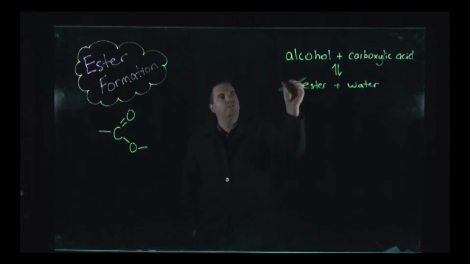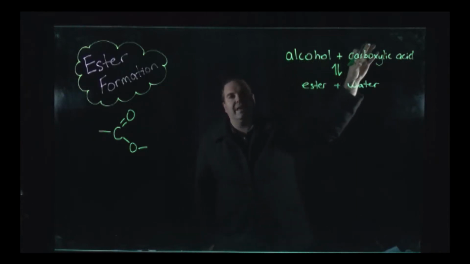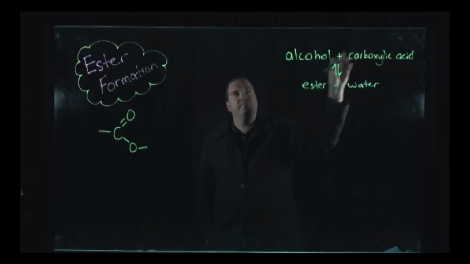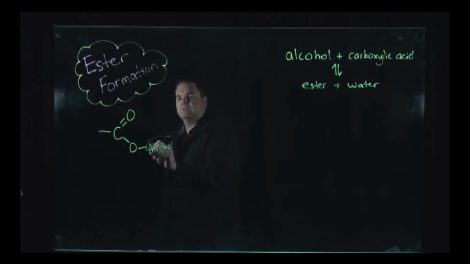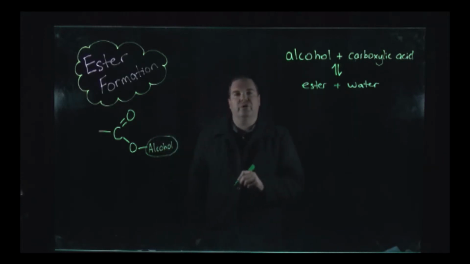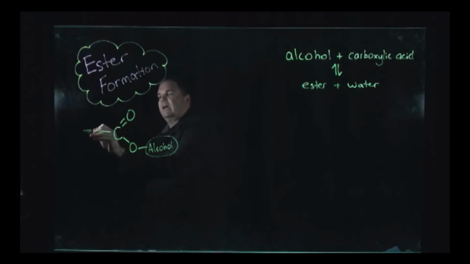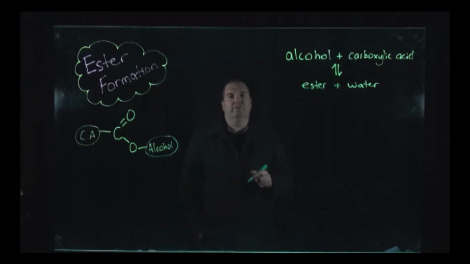Now, when you take your alcohol and your carboxylic acid to form your ester, the alcohol is the bit that joins over here, or creates the bit off of the single oxygen. So that's from your hydroxyl group right there. And the carboxylic acid is over here. That's what makes your carbon chain.